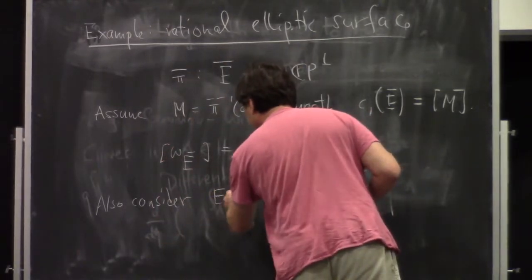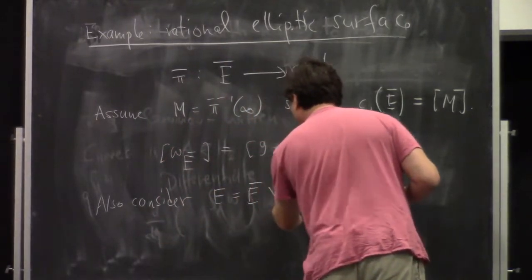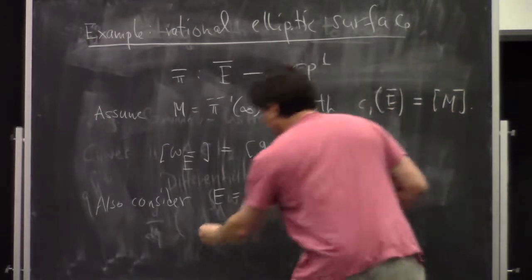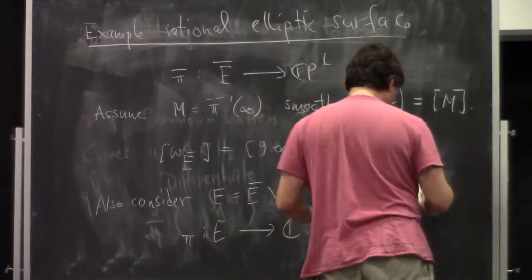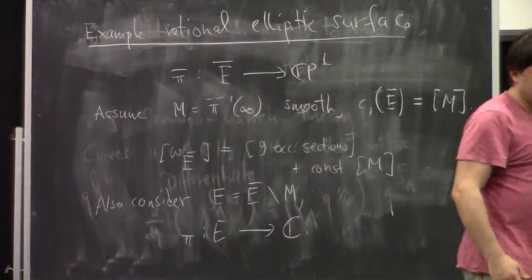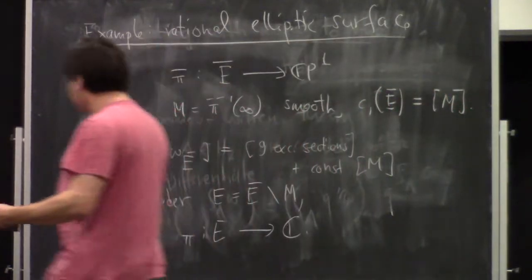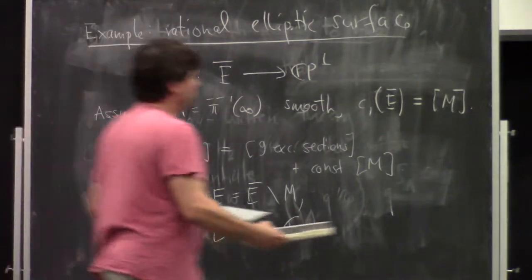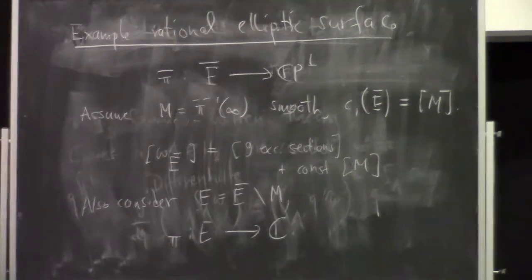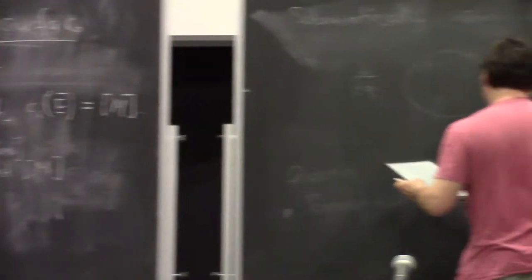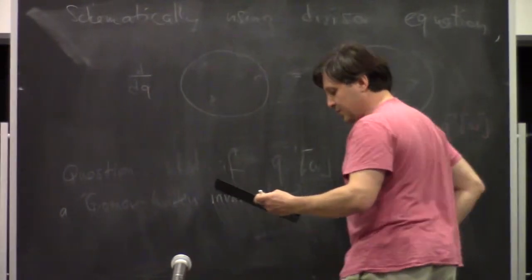Okay? And later I will also consider the complement of this guy here, which comes with its map. So you just remove the fiber at infinity. Okay. So this is the rational elliptic surface. What am I going to do with it? Well, I'm going to do Gromov-Witten theory. Okay. As usual, my notation is slightly unusual.